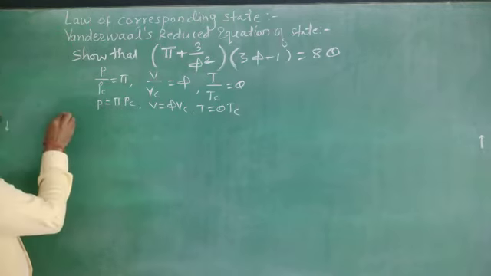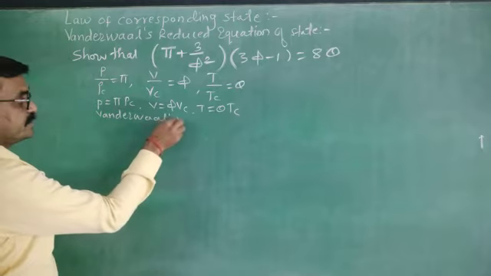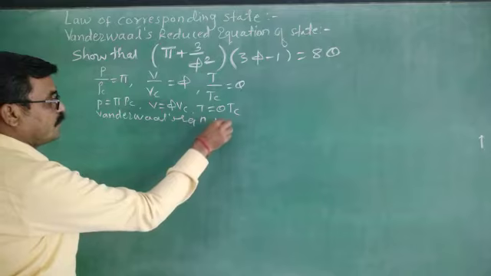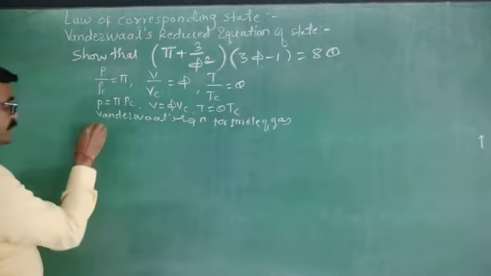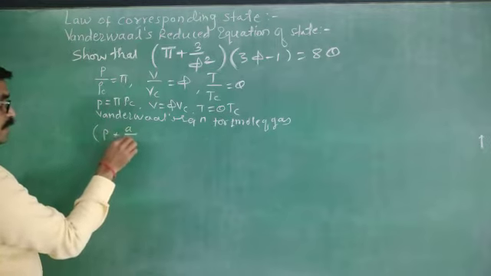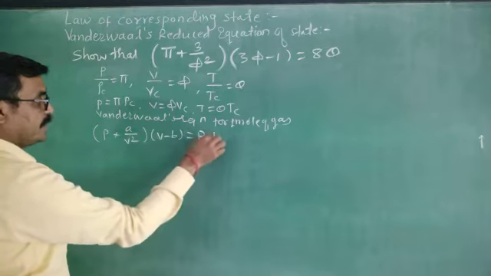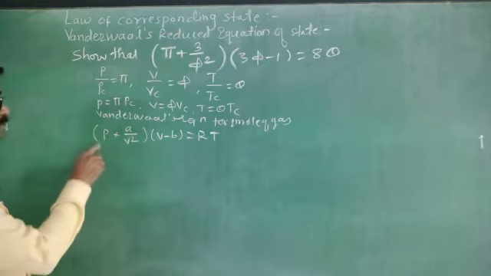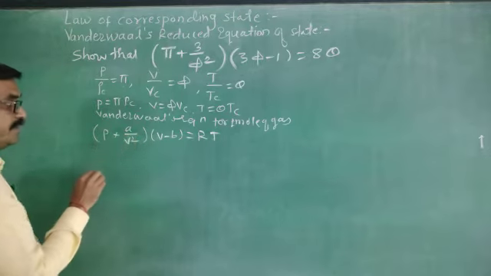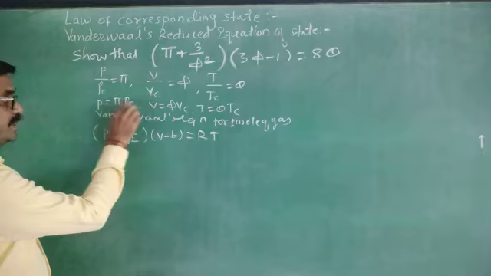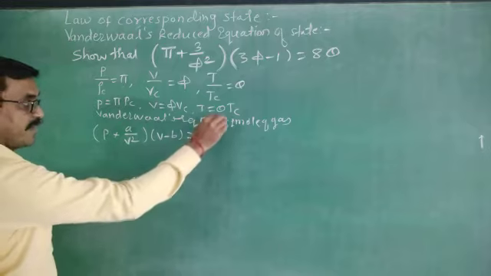But you know the van der Waals equation for 1 mole of gas. What is it? (P plus A upon V square) into (V minus B) is equal to RT. Here put the values of P, V and T in the van der Waals equation for 1 mole of gas.